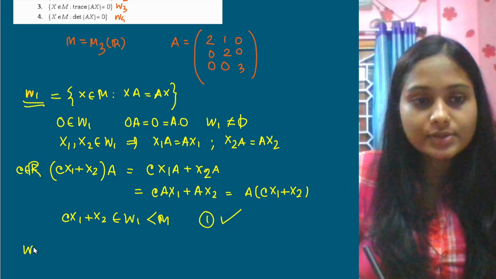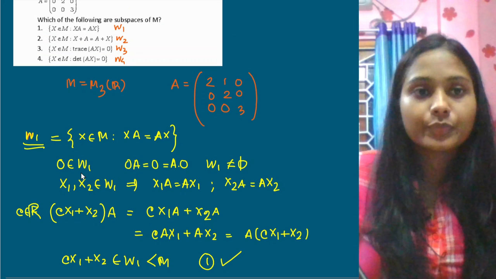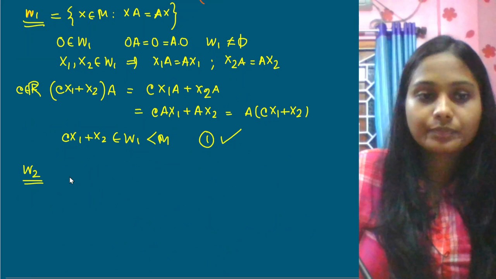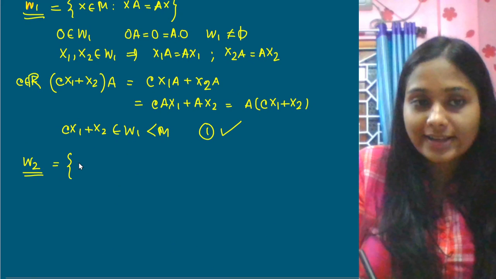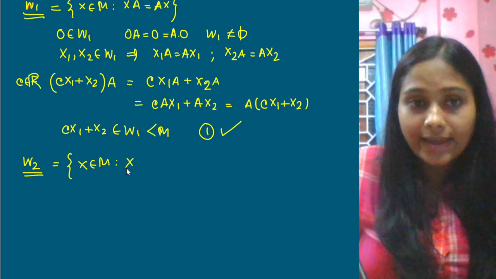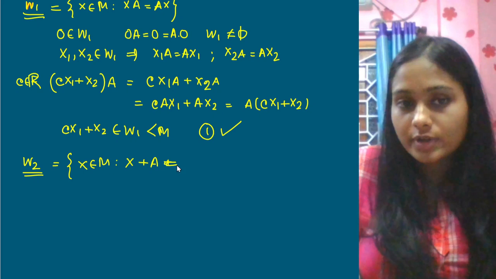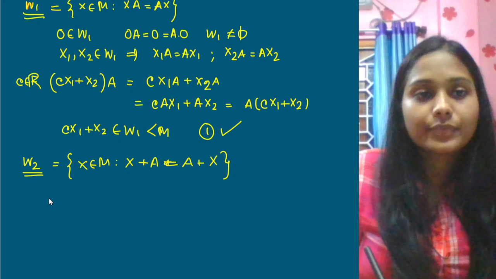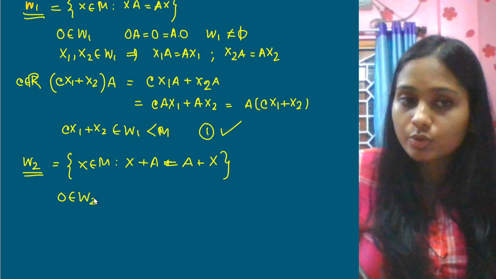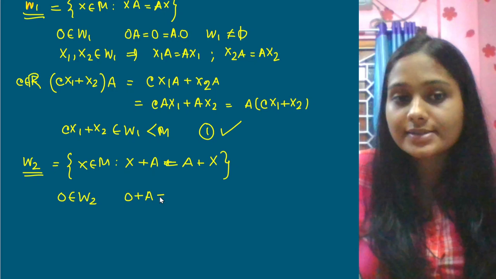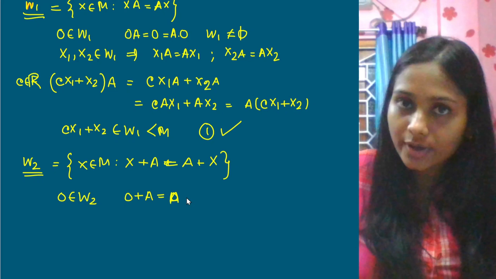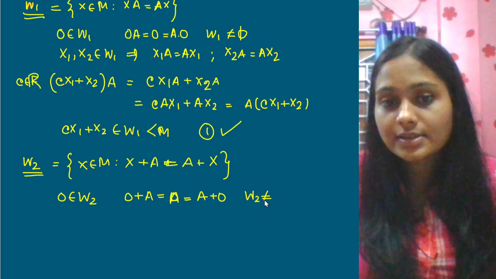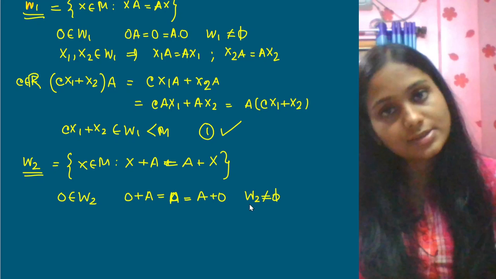Let us now see the second option, W2. W2 is given as X belongs to M such that X plus A equals A plus X. Similarly, 0 belongs to W2, since the 0 matrix satisfies 0 plus A equals A plus 0. So clearly this set W2 is non-empty.